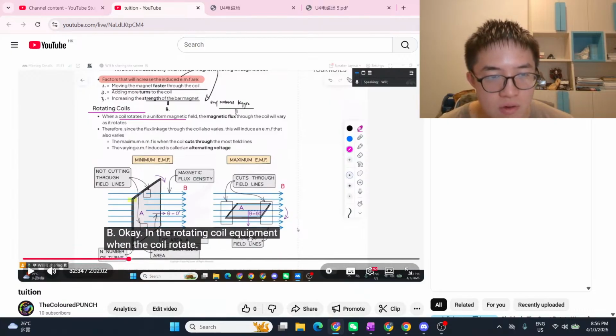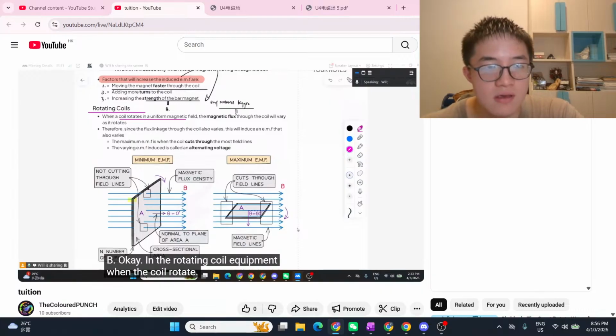In the rotating coil equipment, when a coil, my comprehension is really burnt out right now.